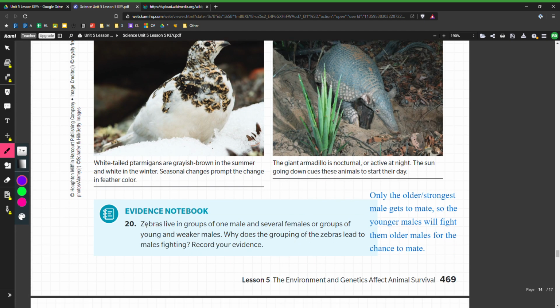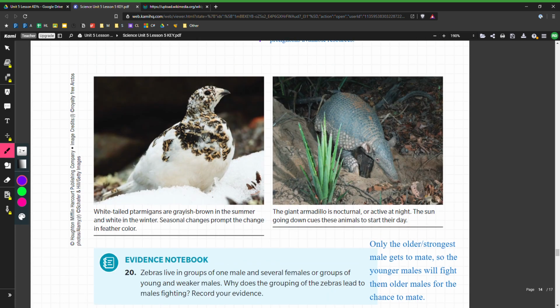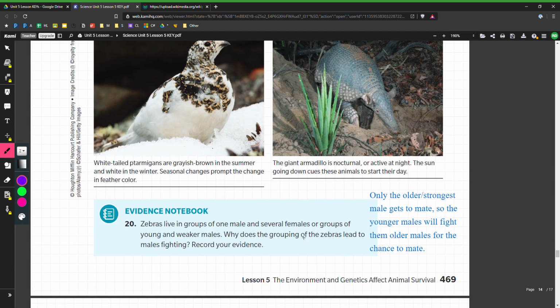And evidence notebook. Zebras live in one group of several females or groups of young and weaker males. Why does this grouping of zebras lead to males fighting? It leads to males fighting because the younger ones want to be able to mate, so they fight the older ones, basically. Also, if there are 2 groups of zebras that come together, then the males would probably fight one another as well.